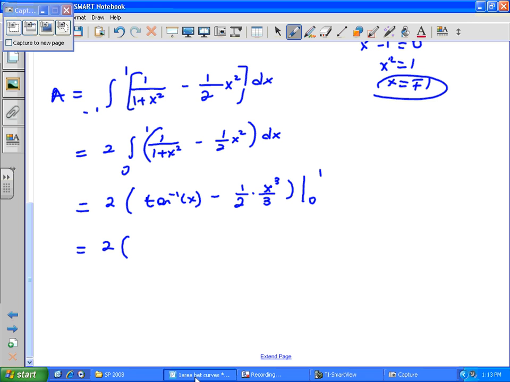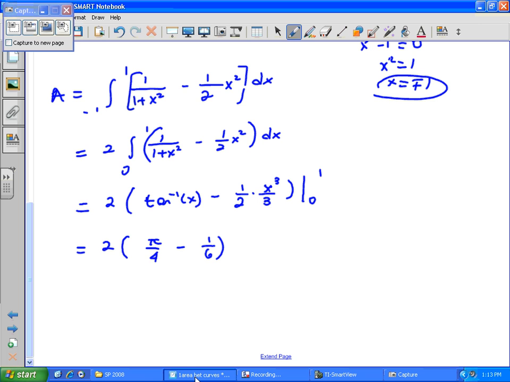Okay, I need to know tangent inverse of 1. Does anybody remember? Pi over 4, right? Because at 45 degrees or pi over 4 radians, sine and cosine are equal. Their ratio is 1. So tangent inverse of 1 is pi over 4 minus, plugging 1 into the second part, we get 1 over 6.